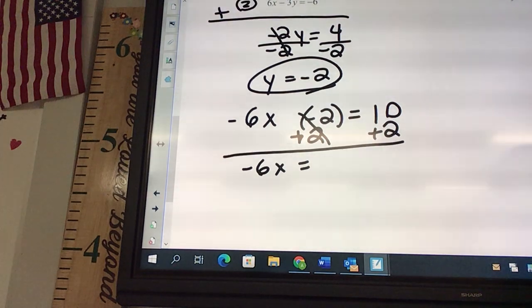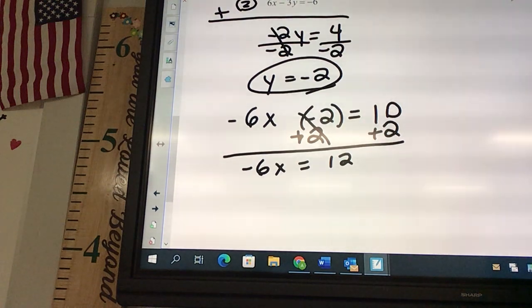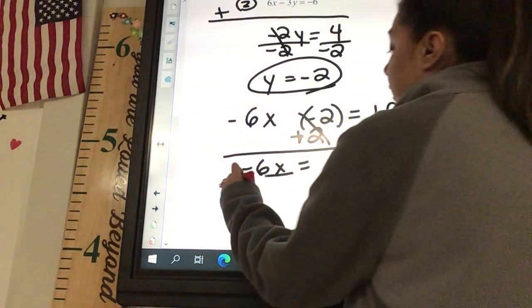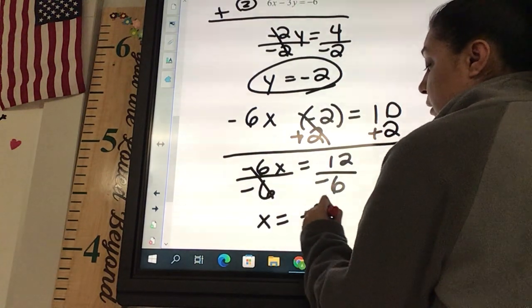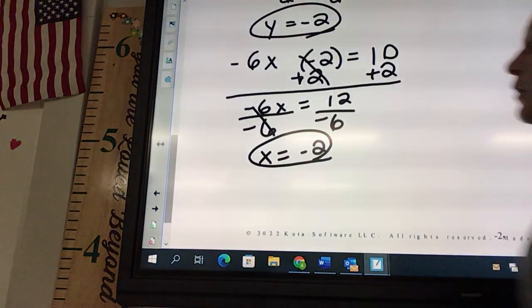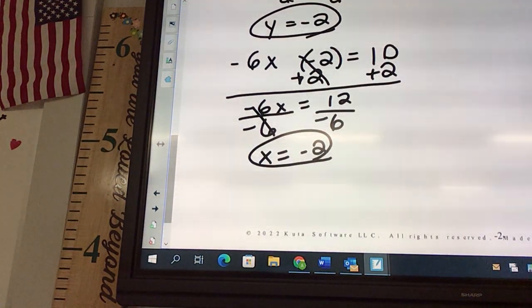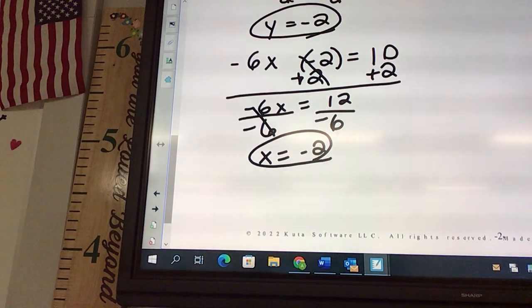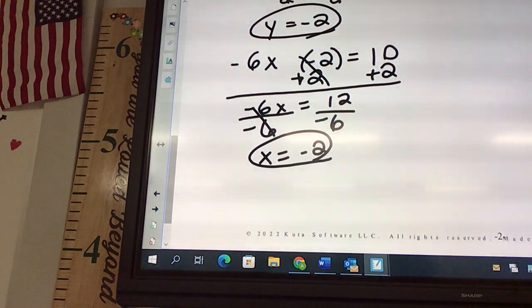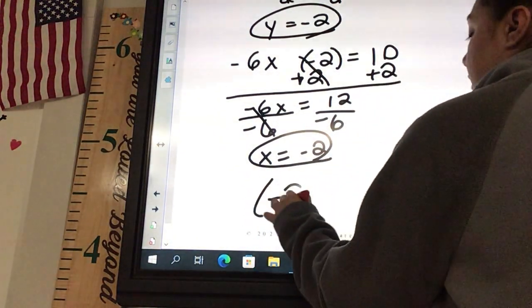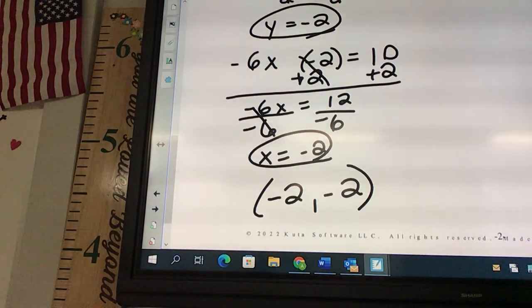Ten plus 2, 12. And then we're gonna divide by -6. You can get x equals -2. So your coordinate is going to be -2, comma -2.